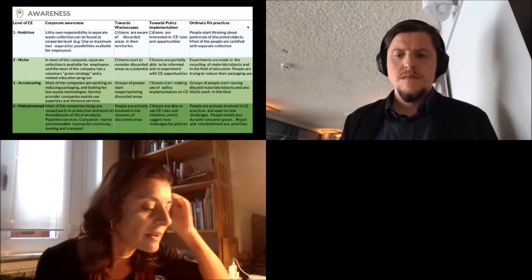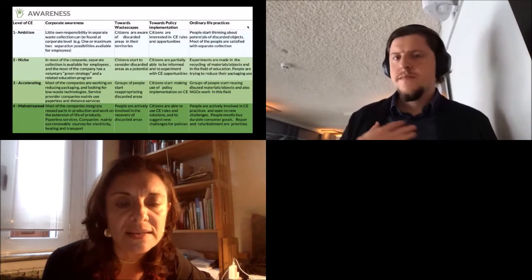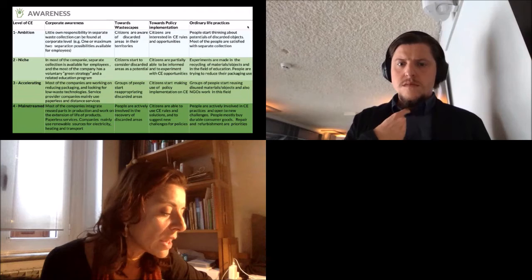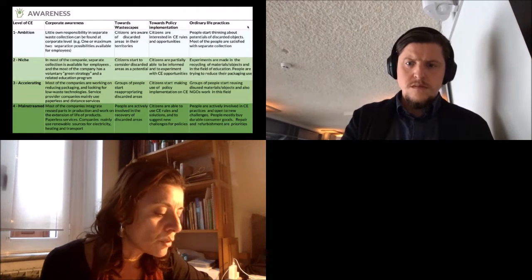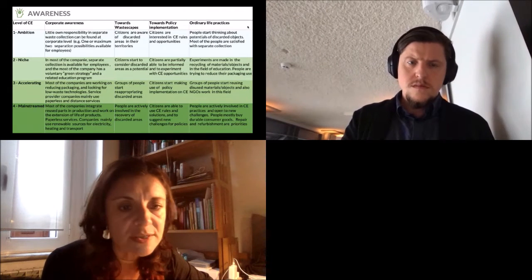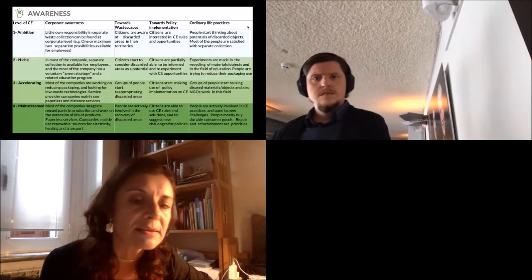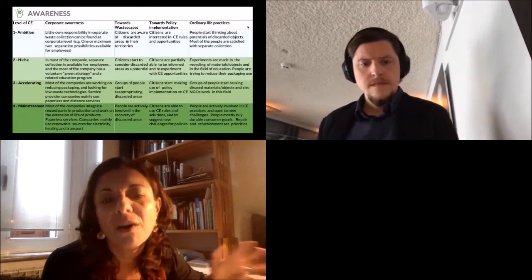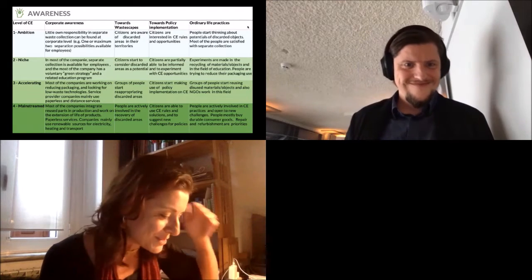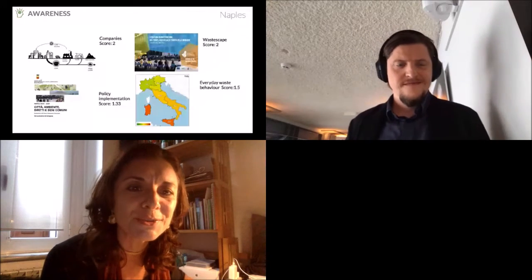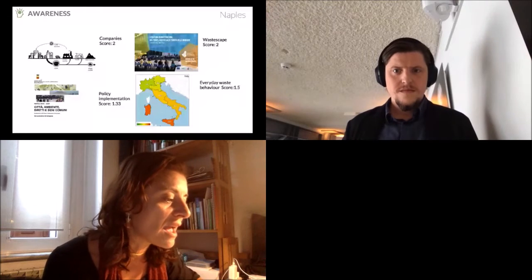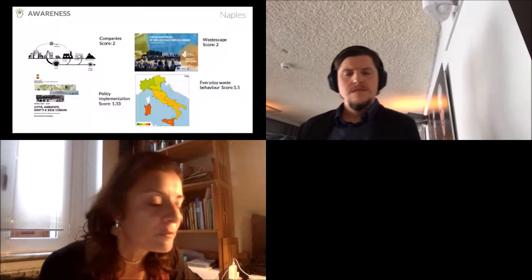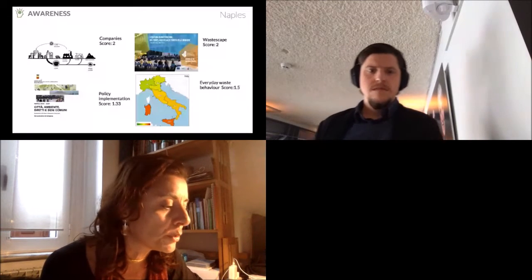So this is the general framework in which we are discussing, and now we are trying to give you 2 portraits of 2 city regions. The first one is Naples and the second one is Pécs in Hungary, always in the field of awareness, of course. So let's go to the Naples case and let's see, first of all, the case of corporate awareness.